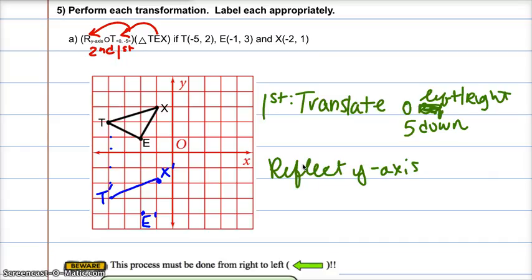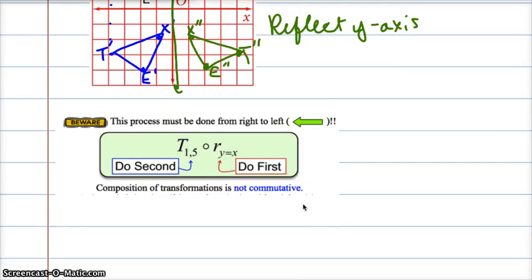T prime. Now we're going to take this triangle and we're going to reflect it. So it's, let's see, y-axis. I'm going to highlight the axis. It's 1 away, X double prime. It's 4 away, T double prime, and it's 2 away, so E double prime. So we've performed a composition on triangle TEX, where we first translated it and then reflected it.